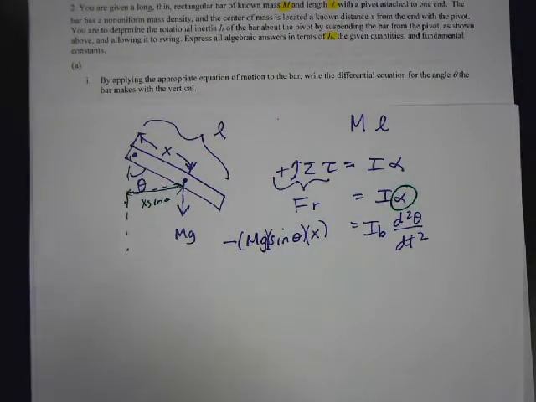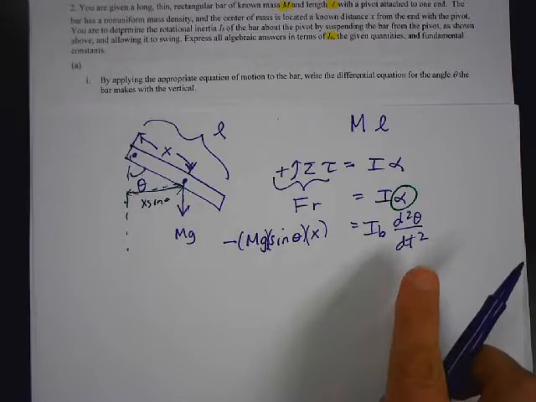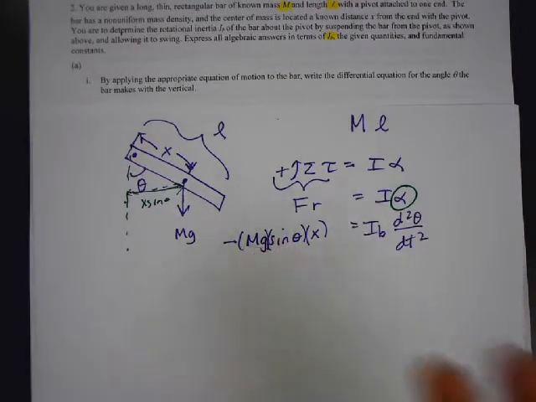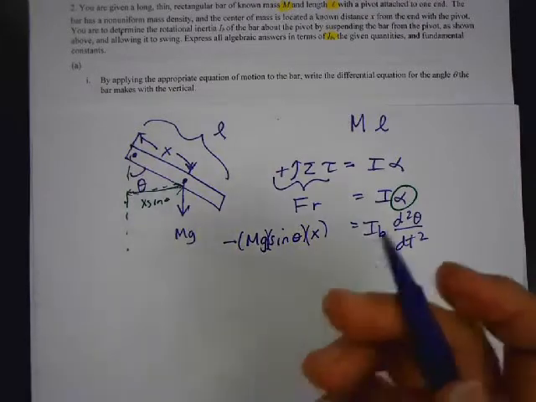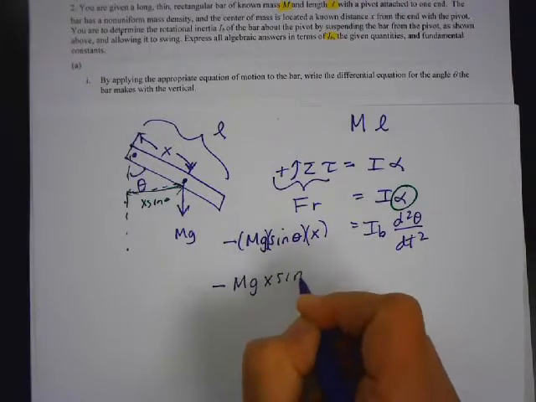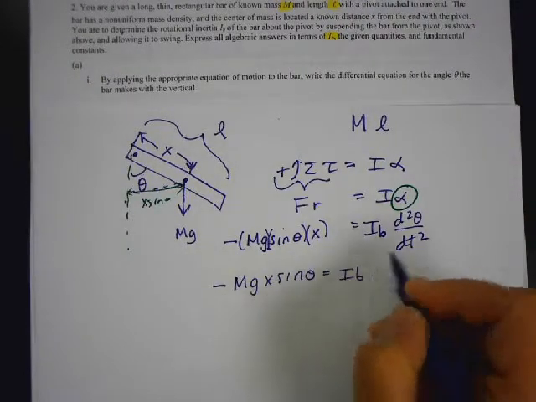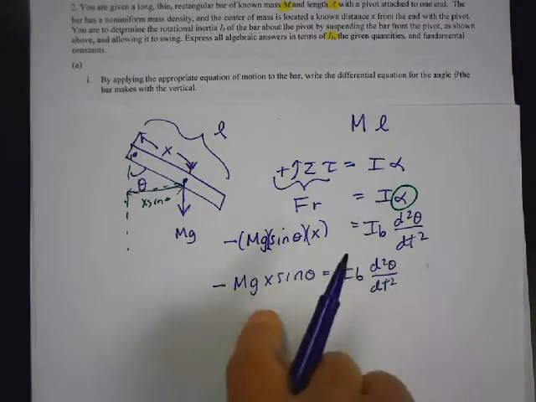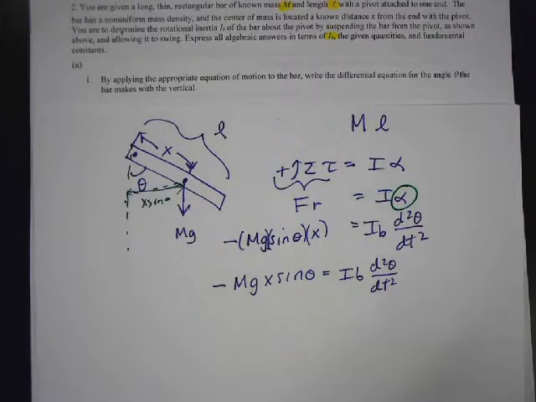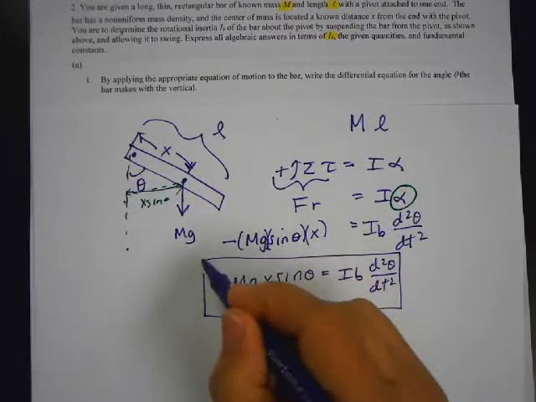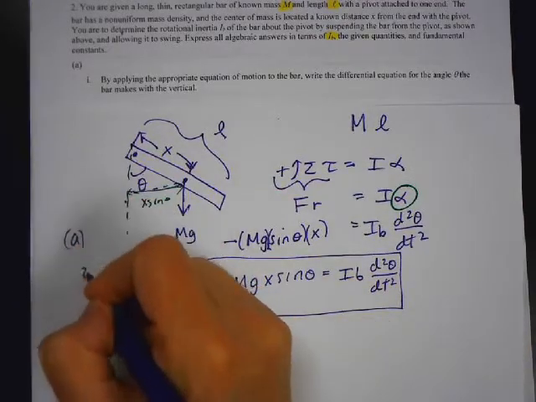All right, so now what do I have here? I was going to simplify it and divide by the I sub b, but on the rubric, the final answer was minus mgx sine of theta is equal to I sub b d squared theta over dt squared. I was just going to put the I sub b underneath, so it was d squared theta over dt squared, but you didn't even have to do that on the rubric. So that was part A. That's part A, little i.